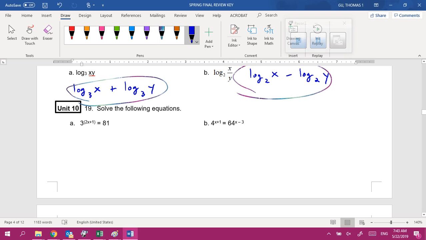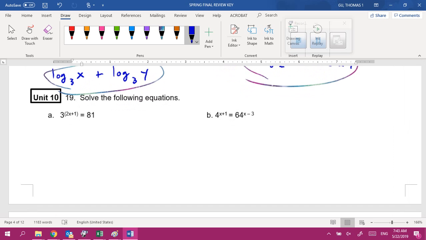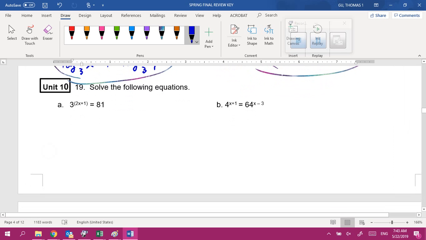Unit 10 now. So 19, solve the following equations. So we're trying to solve for x. We're solving these exponential equations. All right, so we're trying to get x by itself. Right now we see that the x is in the exponent spot, so we want to get rid of the base first. But how can I get rid of a base of 3?